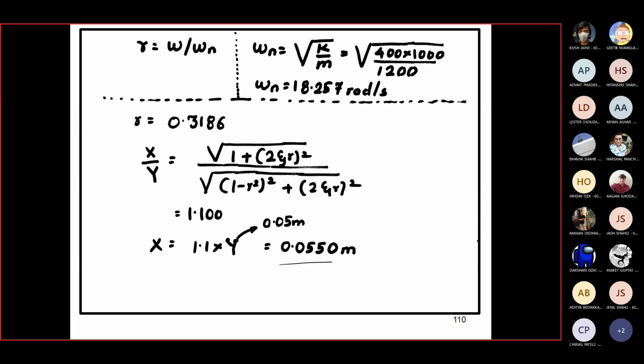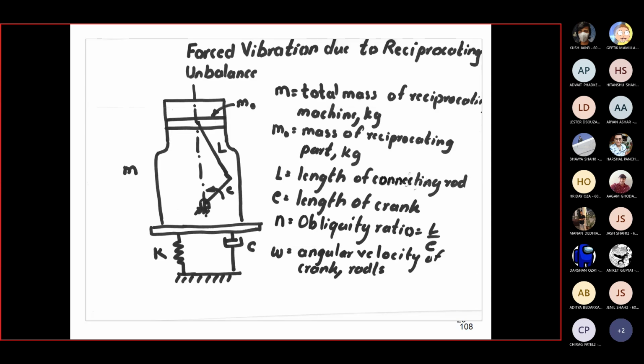All right. Next, so this is all about the rotating and reciprocating imbalance and support excitation. One more example we'll see, that is forced vibration due to reciprocating imbalance, like in an IC engine. So this is a typical IC engine. M is the total mass of the engine, and M0 is the reciprocating mass, that is the mass of the piston. L is the connecting rod, and e is the crank, and n is the obliquity ratio, and omega is the angular velocity of the crank radius in radians per second.